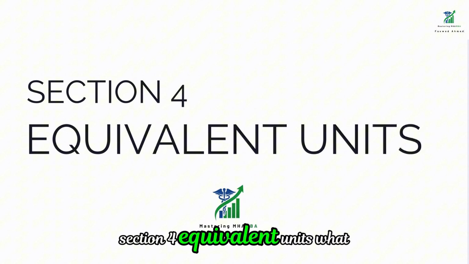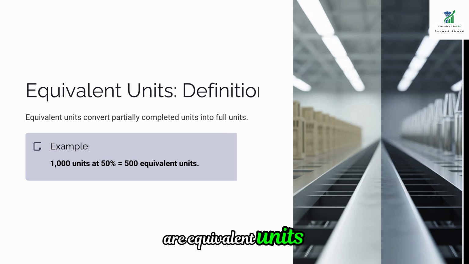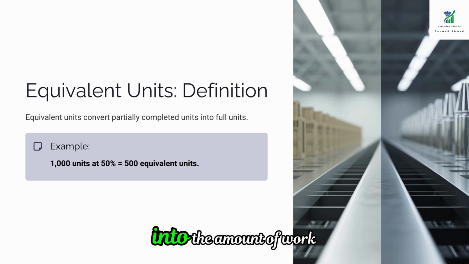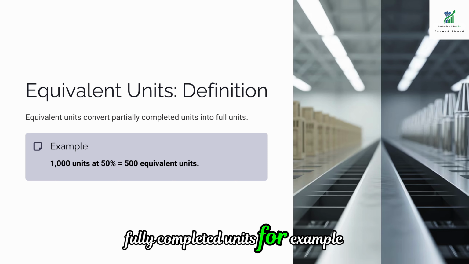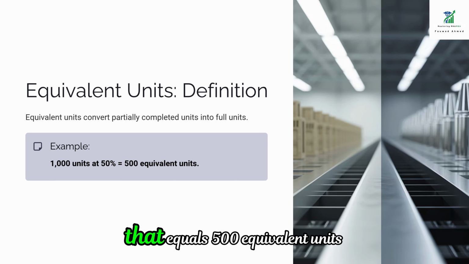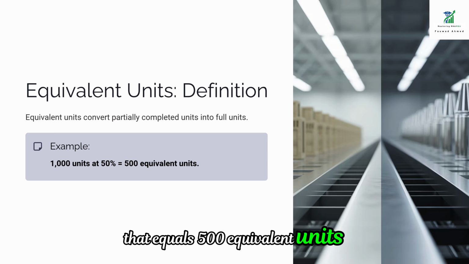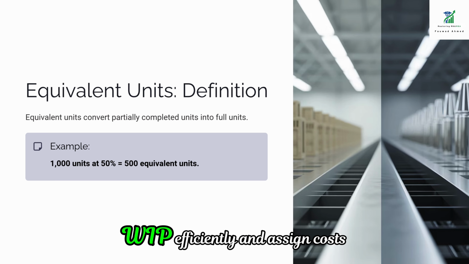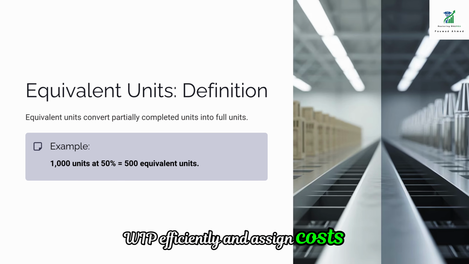Section 4, Equivalent Units. What are equivalent units? Equivalent units translate partially completed units into the amount of work required to produce fully completed units. For example, if 1000 blood tests are 50% complete, that equals 500 equivalent units. Equivalent units allow managers to handle incomplete WIP efficiently and assign costs accurately.